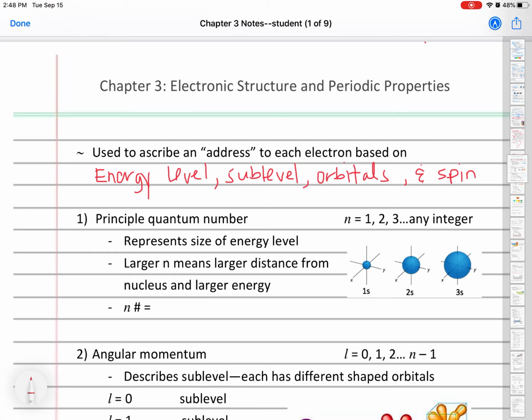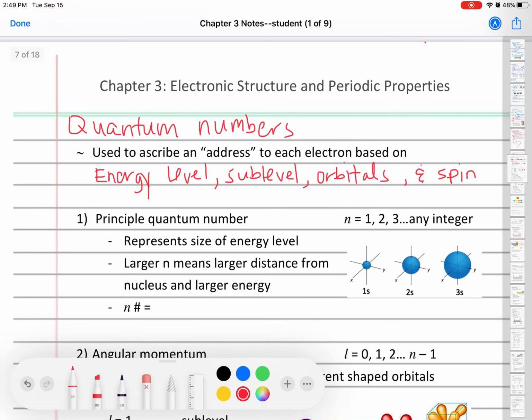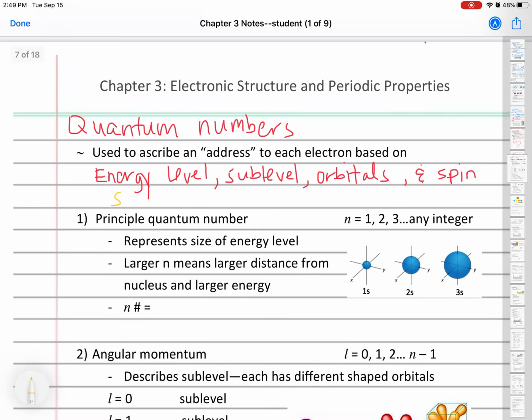And we can give them a sort of address based on what energy level, sublevel, orbital, and spin they have. I call these addresses; they're called quantum numbers. There are 4 different quantum numbers, so each electron can have a 4-number address. I like to call it an address because my analogy is that the energy level is the broadest, like the state you live in.